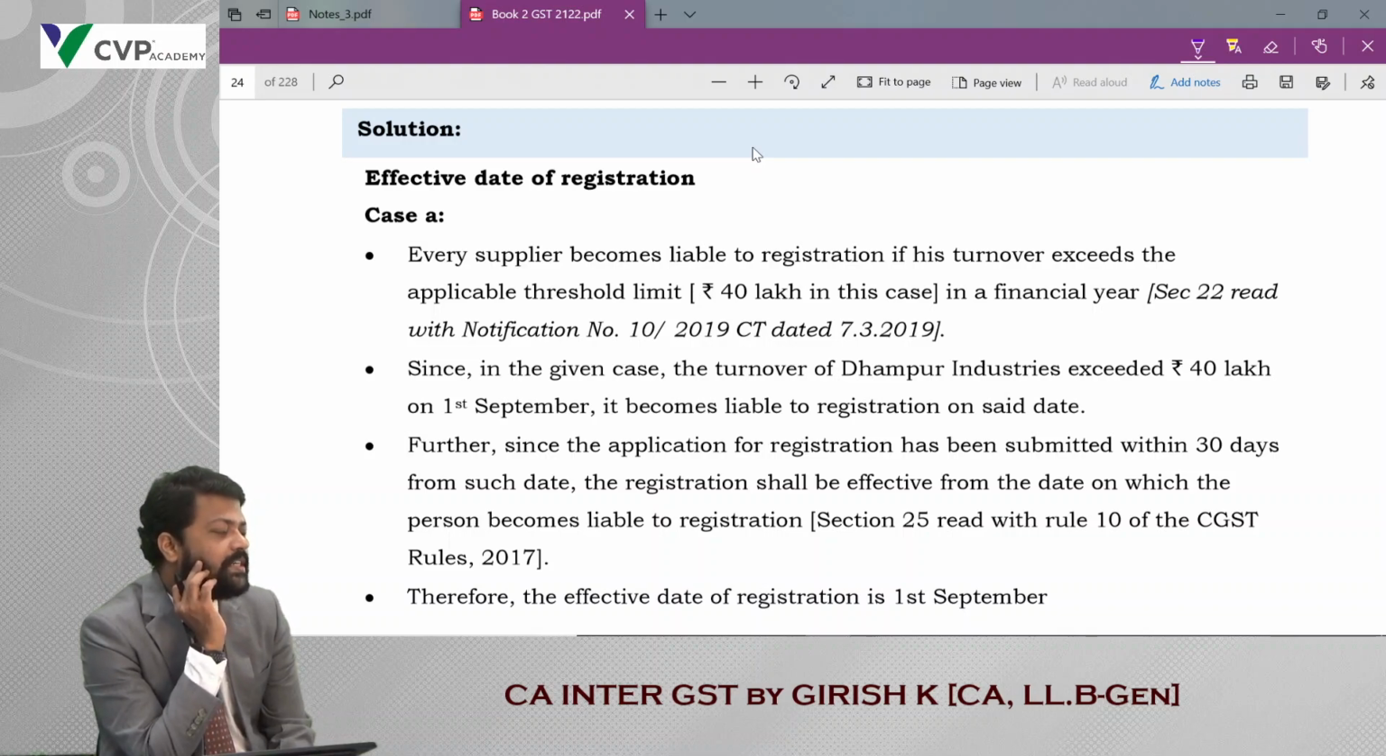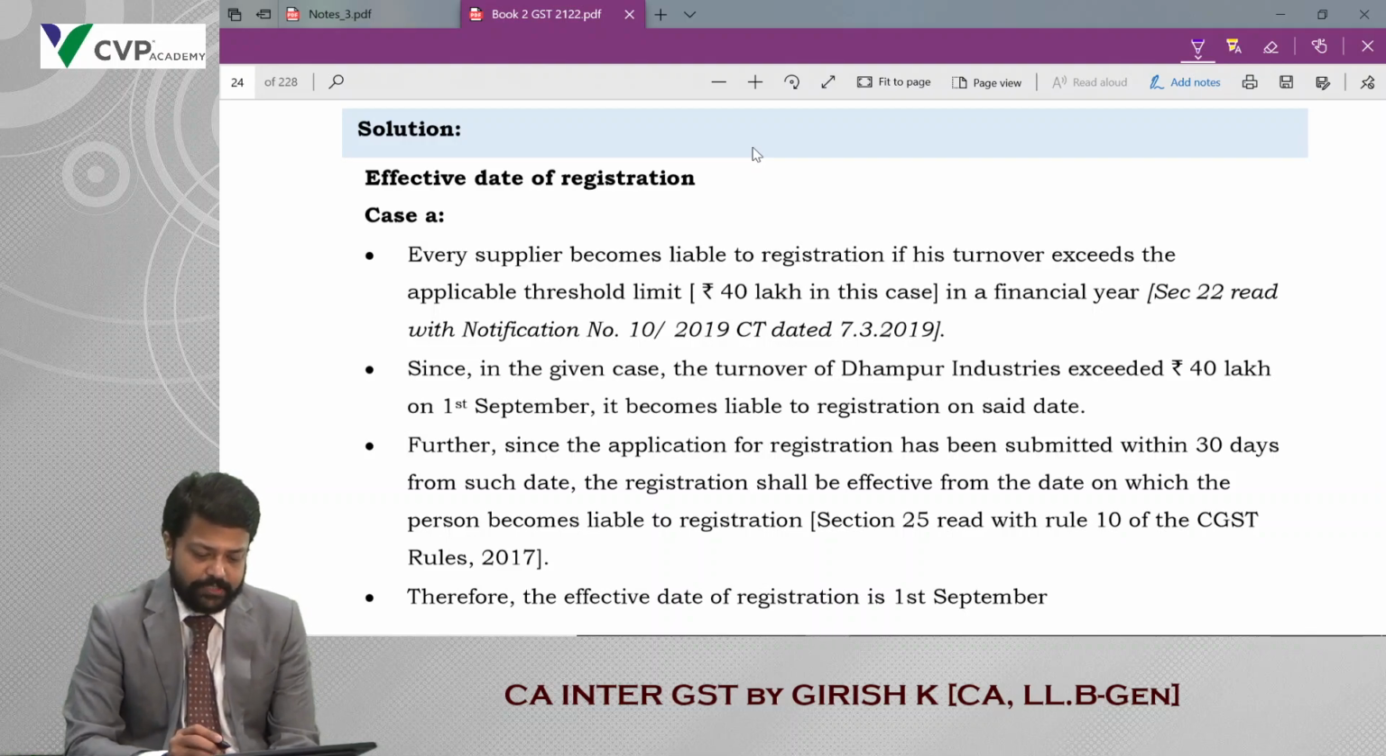Since in the given case the turnover of Dhampur exceeded 40 lakhs on 1st September, it becomes liable to registration on the said date. Further, since the application for registration has been submitted within 30 days from such date, the registration shall be effective from the date on which the person becomes liable for registration.